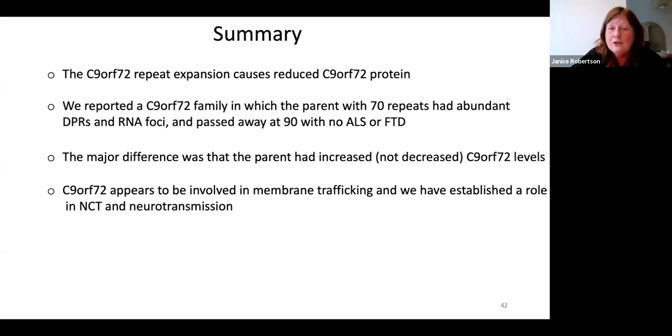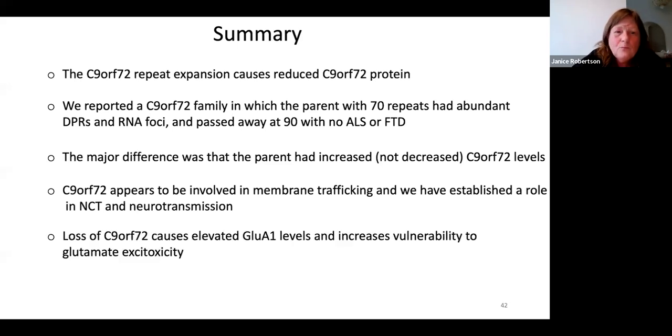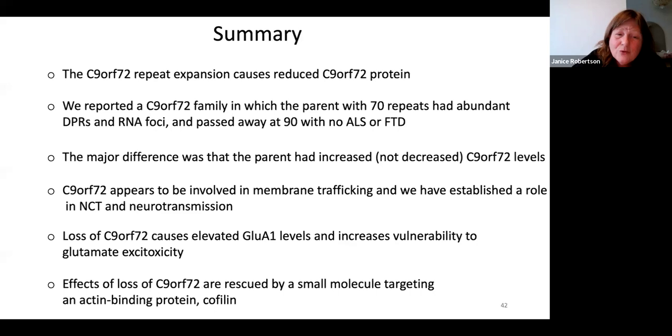C9orf72 appears to be involved in membrane trafficking. We're trying to figure out what membranes it's involved in. It seems to have a fundamental process in different pathways, and we've established a role in nucleocytoplasmic transport and neurotransmission. I don't think these events are exclusive; I think they are dependent on one another, and we're in the process of investigating that. Loss of C9orf72 causes elevated GLUA1 levels and increases the vulnerability to glutamate excitotoxicity, and we can rescue that by using a small molecule that targets an actin-binding protein, cofilin. We are proceeding with that work in iPSC neurons and organoids, hoping to develop that not only for preclinical testing but to take it further into the clinic.